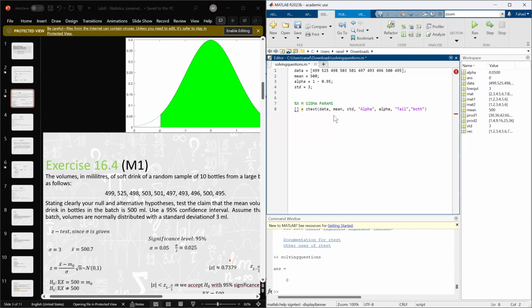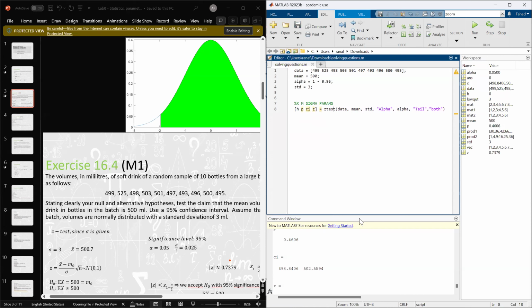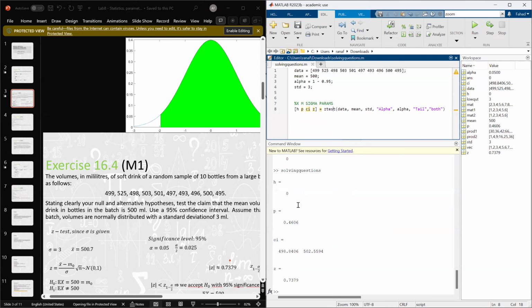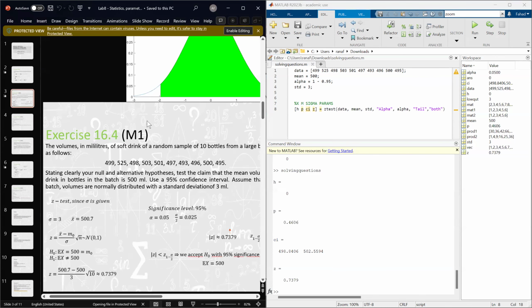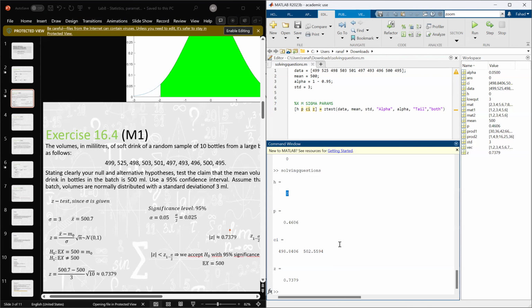So we will write them in square brackets. The first thing that we get is h, then p, then ci, and z. So let's look at the values. Okay, what is h? If h is 0, it means our null hypothesis was accepted. If h is 1, it means our alternative hypothesis was accepted.